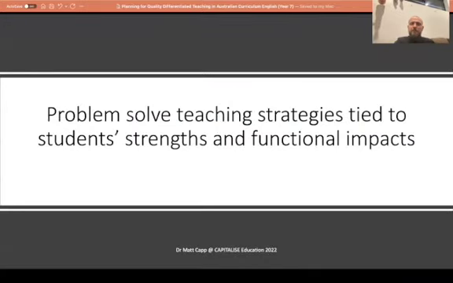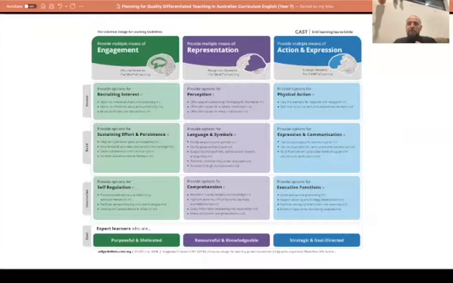Now that we've identified our common characteristics, our associated strengths and functional impacts, we need to problem solve around strategies that we can tie to those. And this is where the UDL framework becomes very useful. The UDL framework is not a set of strategies, but a problem-solving tool: when we think about our students' strengths and functional impacts, we can look at the framework and problem solve around strategies that can be used to target those.